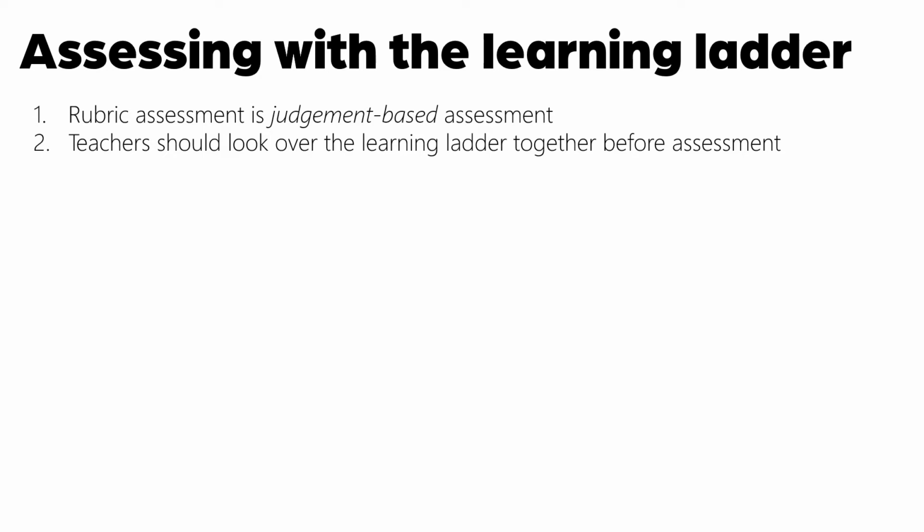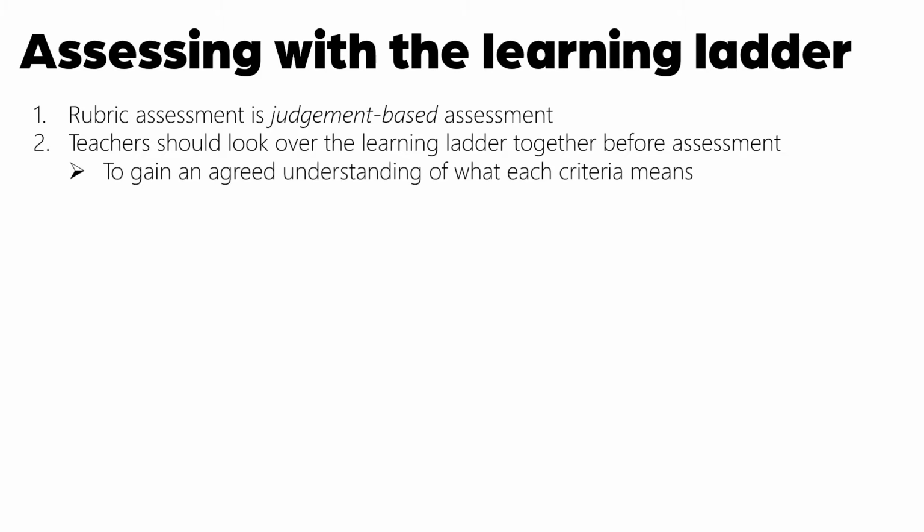Secondly, teachers should be looking at the learning ladder together before any assessment is done. If you've got 5 year 7 teachers, then before you start using this textbook in class, all of your teachers should look at the entire learning ladder and have a big discussion about what you agree the meaning of each criteria is. That's going to improve what in the jargon is called inter-rater reliability, which means how consistently different teachers mark the same work. If you all look at that ladder in detail, it's going to make your marking more consistent between different classes.